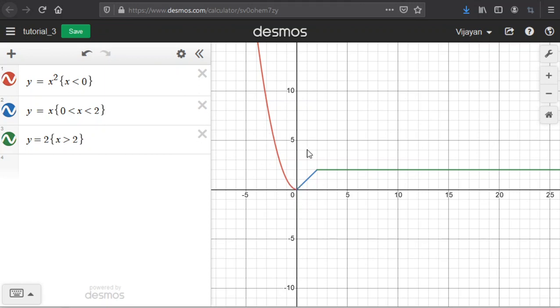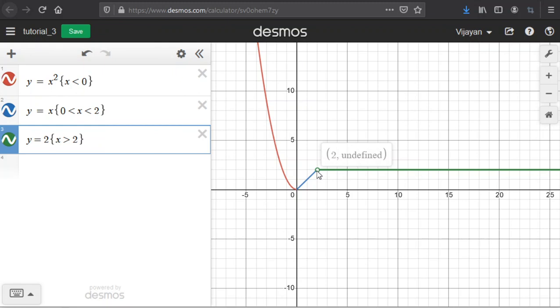So this can be plotted. Now the question is: is the function continuous at x equal to 2? So I will bring my pointer to x equal to 2 on the given line of the function and see what values it shows. It is showing 2 comma undefined.